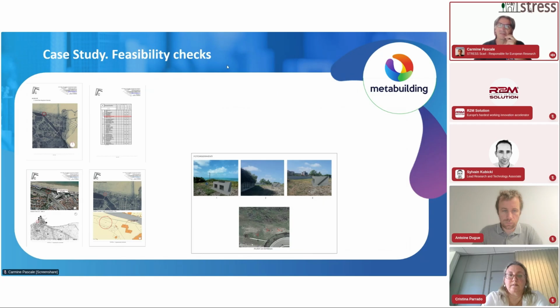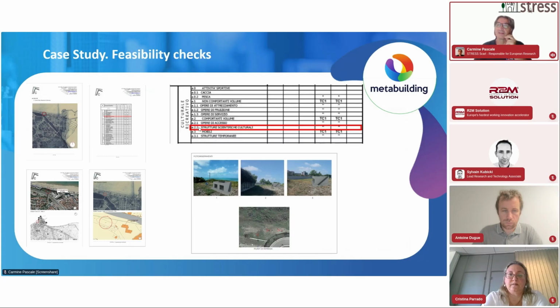Obviously, we started with the feasibility checks this time, so all the urban characteristics, and we ended up that we are in an area where scientific structures could be built, but nevertheless, we needed to have an urban plan modification at regional level to allow us this. This is a special construction at the end, so it needed a special permission.